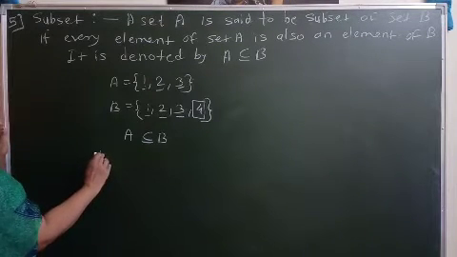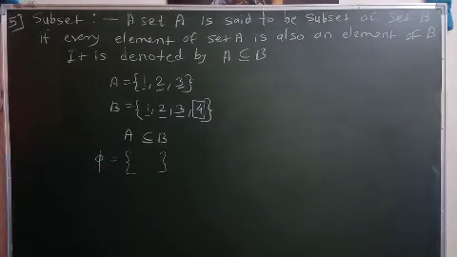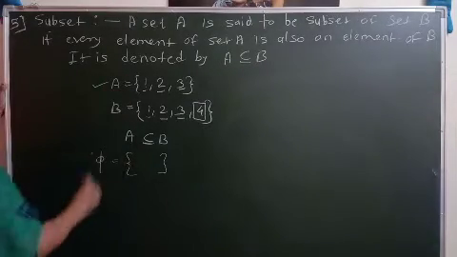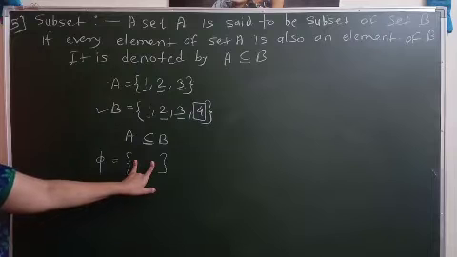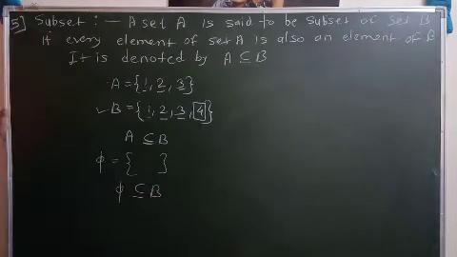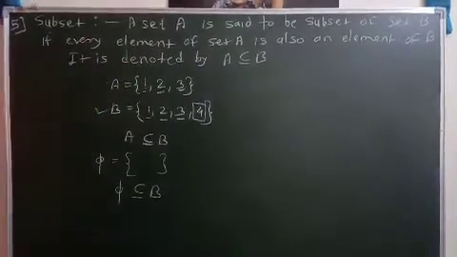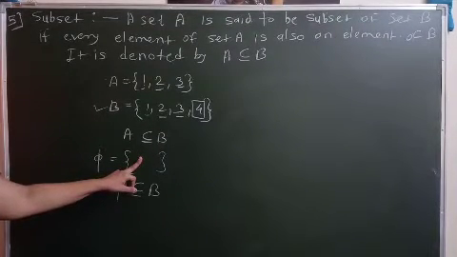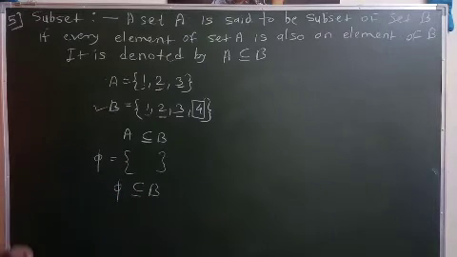Now consider this one. This is phi. Phi is empty set. Nothing is there. No element is present in this set. Then consider suppose B and phi. So in phi there is no element. So you can write phi is also subset of set B. Definition says every element of set A is an element of set B. So phi is empty set. There is nothing, no element is present in this set. So phi is also subset of set B.